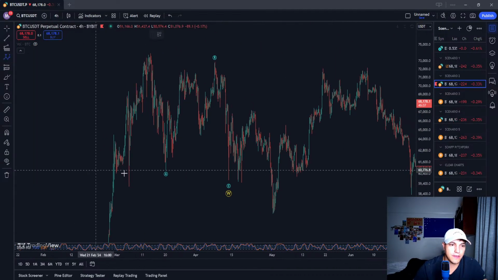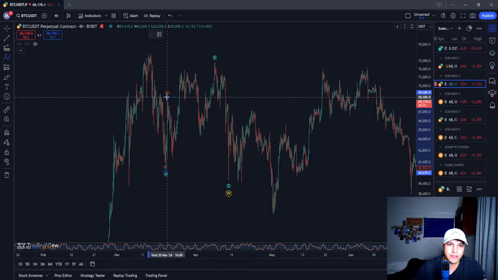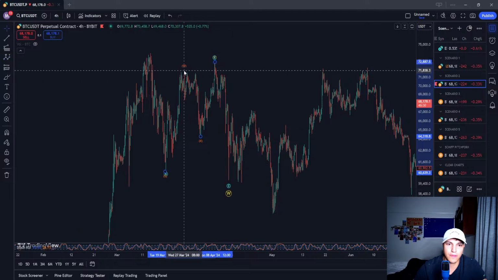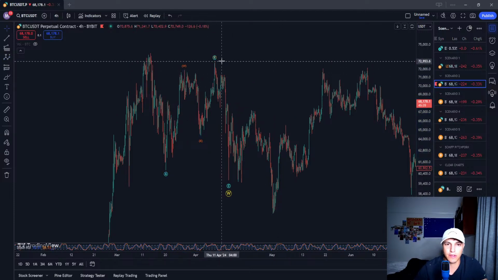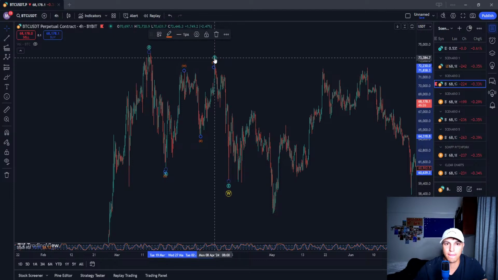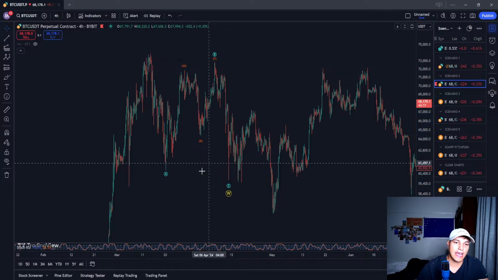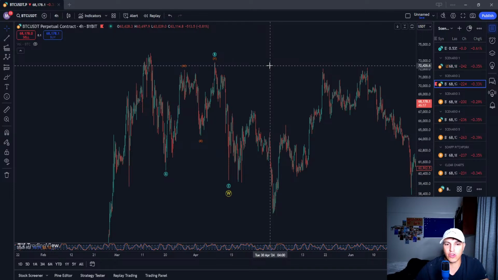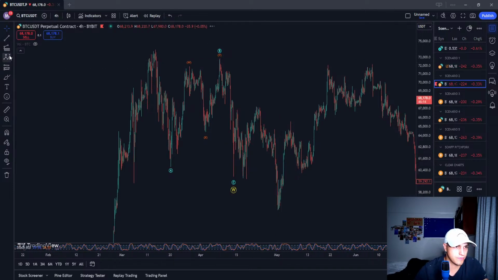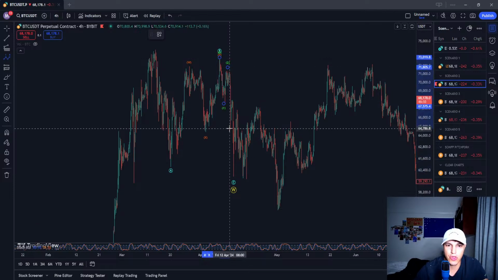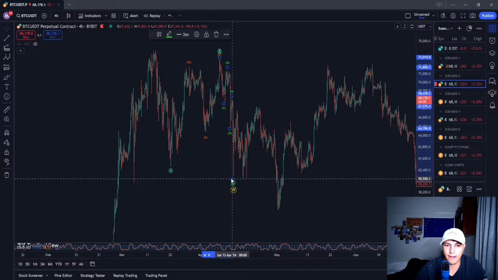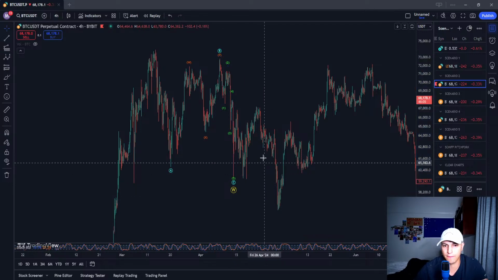This here being W, X, Y in wave B. And then a 5-wave structure in wave C. 1, 2, 3, 4, 5. Finishing wave C over here.